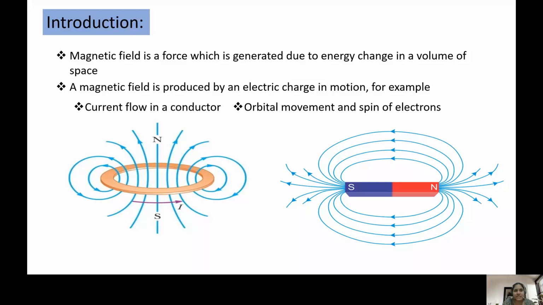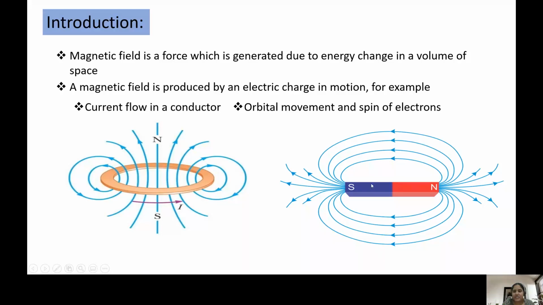Let me explain the reason behind magnetism. A magnetic field is a force which is generated due to the energy change in a volume of space. This magnetic field is also produced by an electric charge in motion, for example the current flow in a conductor, and also the orbital moment and the spin of the electrons. We know that every current carrying conductor produces a magnetic field. Here this is a current carrying conductor or a current loop which produces the magnetic field around it.